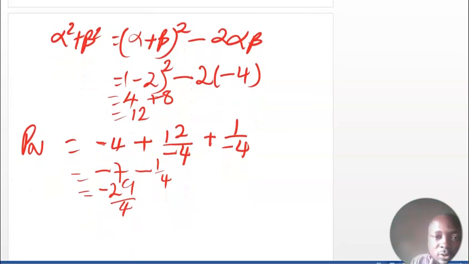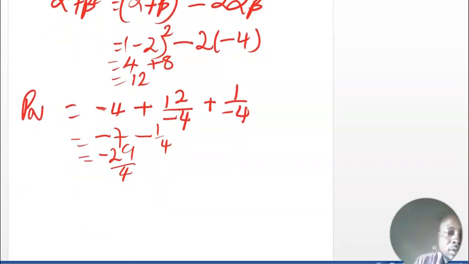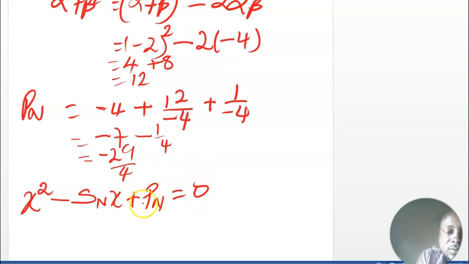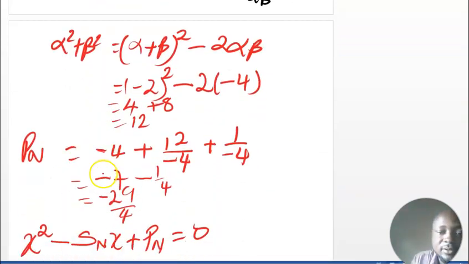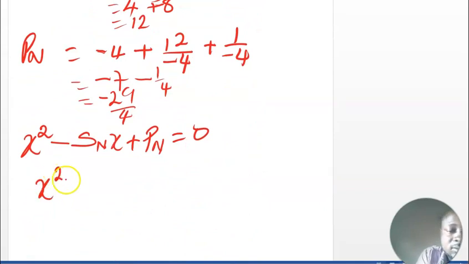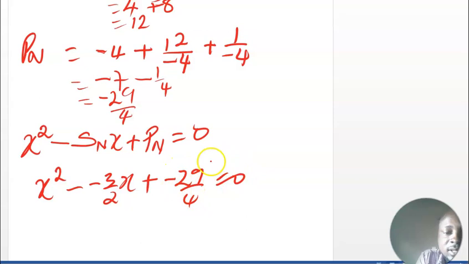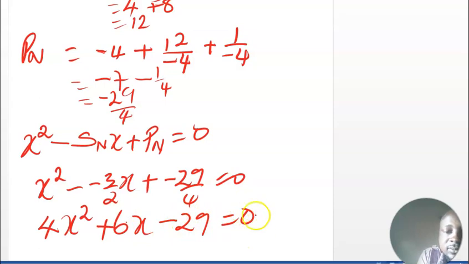Having obtained our product of new roots and our sum of new roots, we can now write our equation. Remember that the general quadratic equation is x squared minus sum of new roots x plus product of new roots equal to 0. The sum of new roots was -3 over 2. So x squared minus -3 over 2 x plus product -29 over 4 equal to 0. We have here negative, here positive, negative. Multiply through by 4. We are going to have 4x squared plus 6x minus 29 equal to 0. That is our required quadratic equation that we formed.